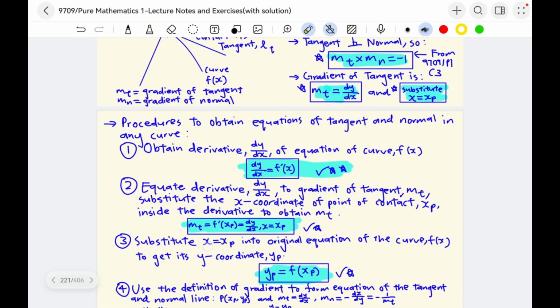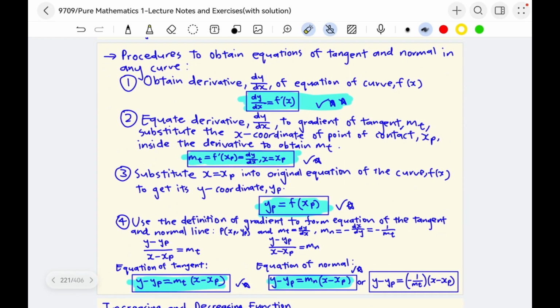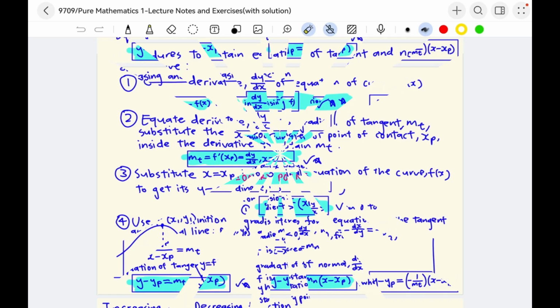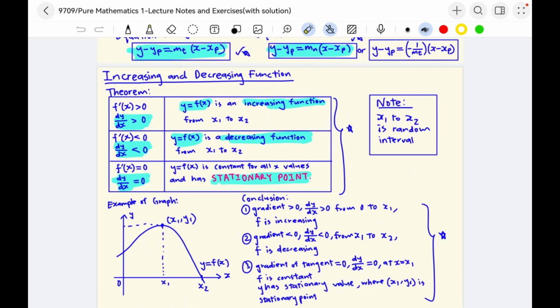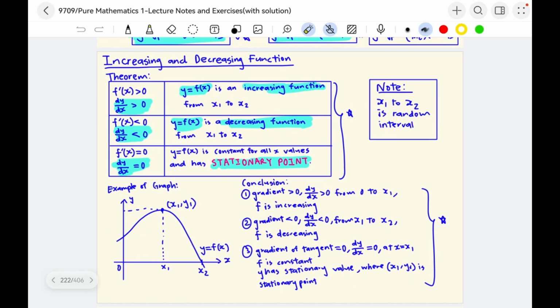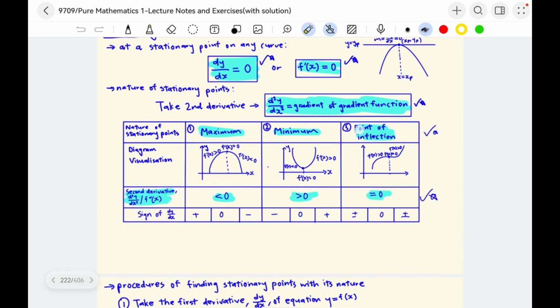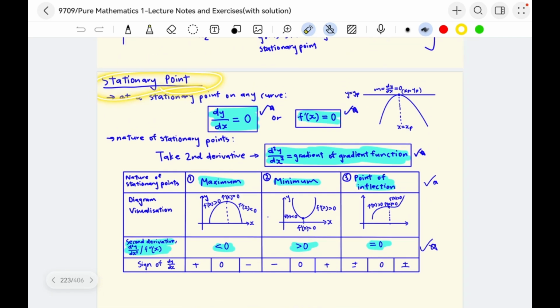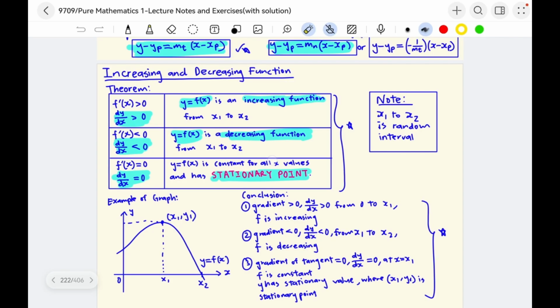So that's all for this subtopic. Let's move on to the increasing and decreasing functions and the stationary points. Wow, what a fast walkthrough for this chapter. So now we are entering the next subtopic, which is the increasing and decreasing functions and the stationary points, which relates dy/dx to 0 for each particular condition.